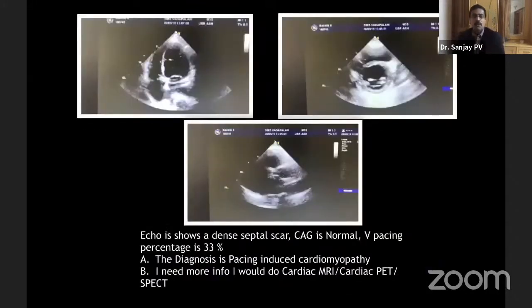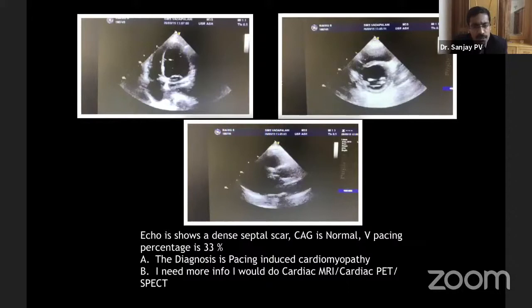the question. The echo shows a dense septal scar. The CAG is normal. I saw the CAG, the coronary angiogram is absolutely normal. And she has a ventricular pacing percentage of 33%. So now we are interested in finding out why this patient who had an apparently normal echo developed an LV dysfunction in 6 months. So is the diagnosis pacing-induced cardiomyopathy? Did the pacing alone cause this entire spectrum of clinical findings? Or do you think you need more data, you would do a cardiac MRI or a cardiac PET or SPECT?